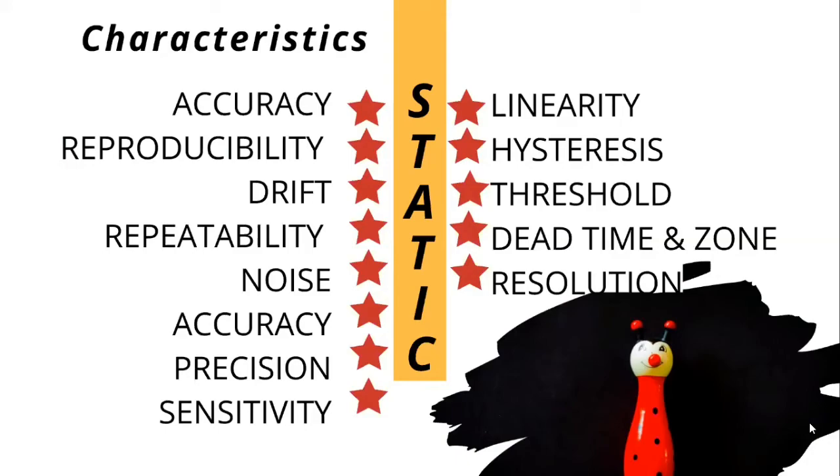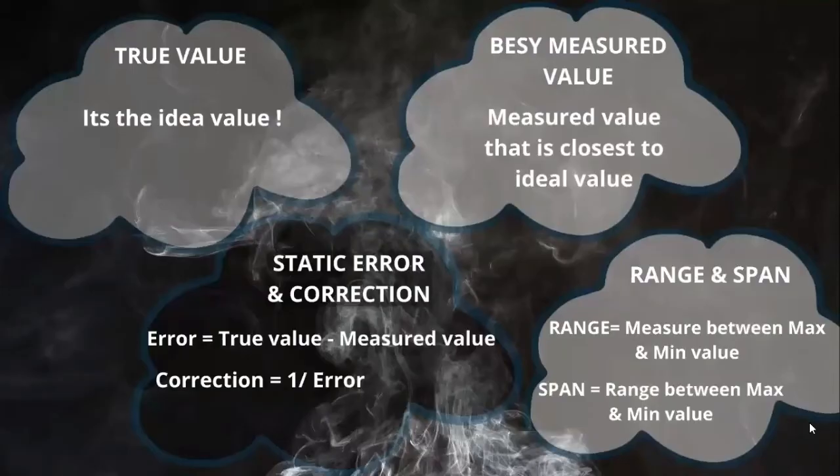Before getting into that, we need to know some basic terminologies. First is true value, followed by best measured value. There's a typo, it's not BESI, it's best measured value. Then static error and correction, then range and span. These are normal words that you should know before getting into measurements. Basically we are going to measure using a sensor, so to study the characteristics of a sensor, we need these terminologies which are used in measurement.